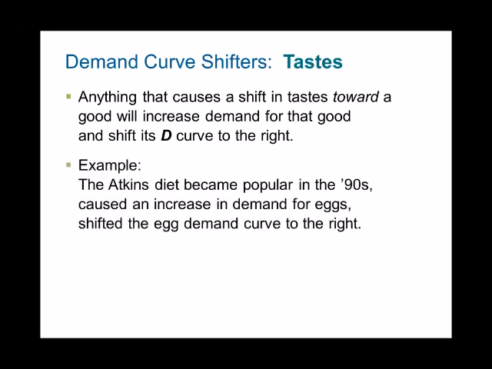So, for example, in the 90s, the Atkins diet was very popular. The Atkins diet relies more on eating protein-rich foods and less on carbs. Because of that, since a lot of people were following the Atkins diet, they had a taste for more proteins. And so that increased demand for eggs and other meat products, lean beef and everything. And it reduced demand for, let's say, bread or wheat products. So demand for eggs and meat shifted to the right, whereas demand for carb-rich foods like cake and bread shifted to the left.